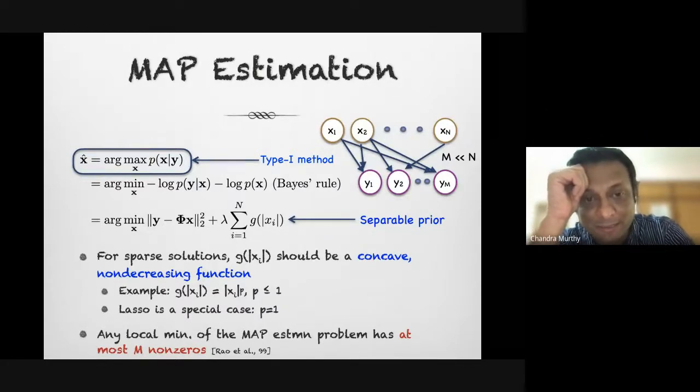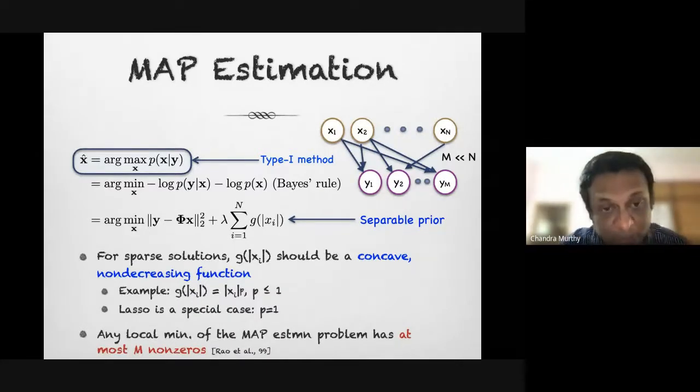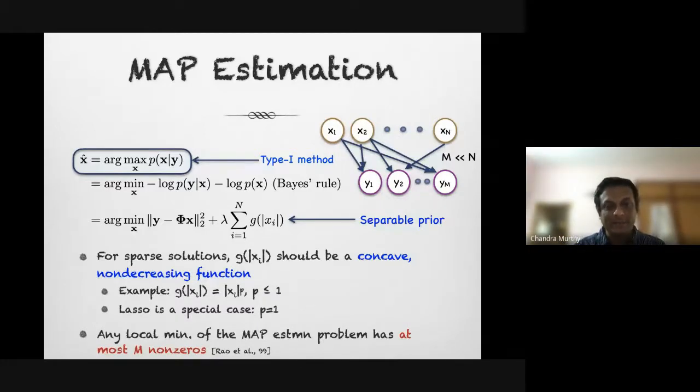P of y given x, typically, if you know what x is, y is equal to phi x plus noise. And so if you're given x, the p of y given x is simply the density of the noise shifted by this vector phi times x. And often we assume that the noise is Gaussian. So in that case, p of y given x is just a Gaussian PDF with mean equal to phi x. And so the negative log of p of y given x is nothing but the L2 norm square of y minus phi times x, which is the first term in the third line.